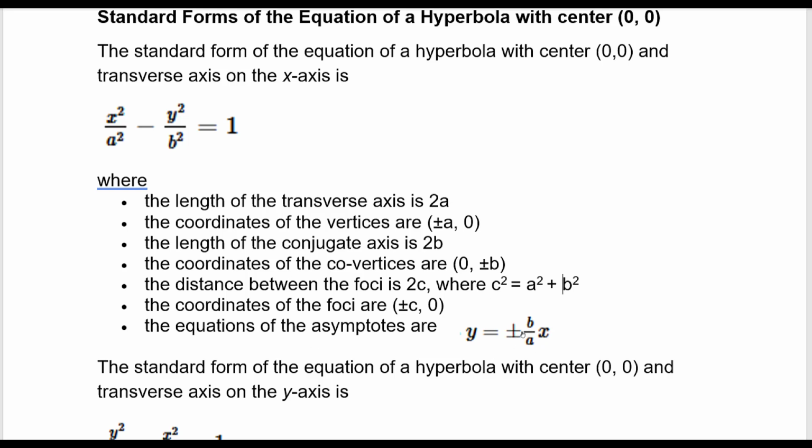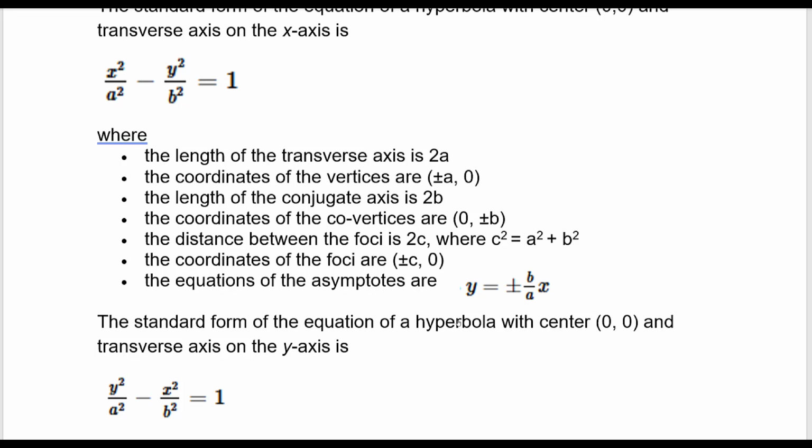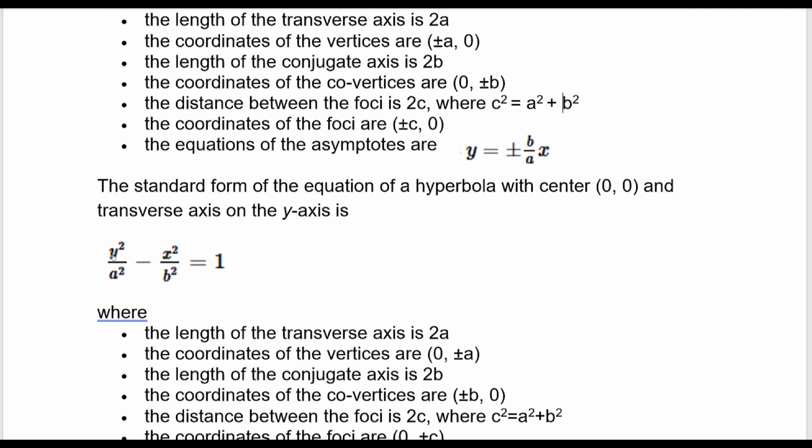Now I want to point out this b over a, it's always going to be whatever is the square root under the y term over the square root of what's under the x term. And the standard form of the equation of the hyperbola with center 0, 0 and transverse axis of the y-axis. So this one opens vertically, up and down. So it has the y part first and the x part being subtracted.